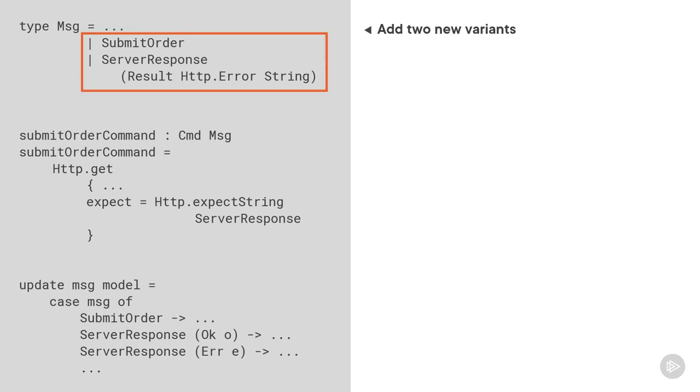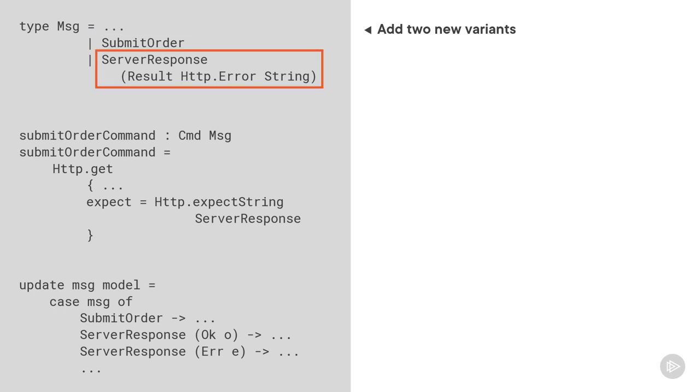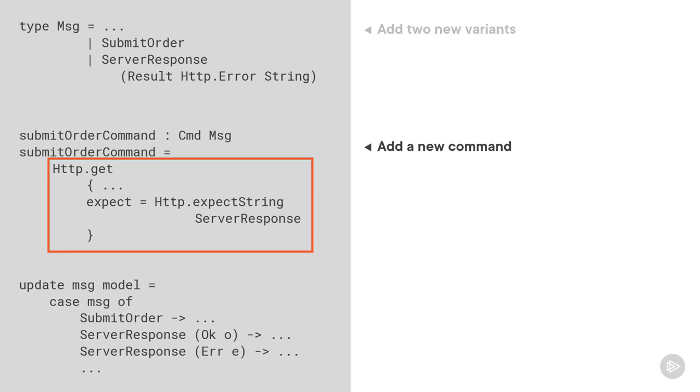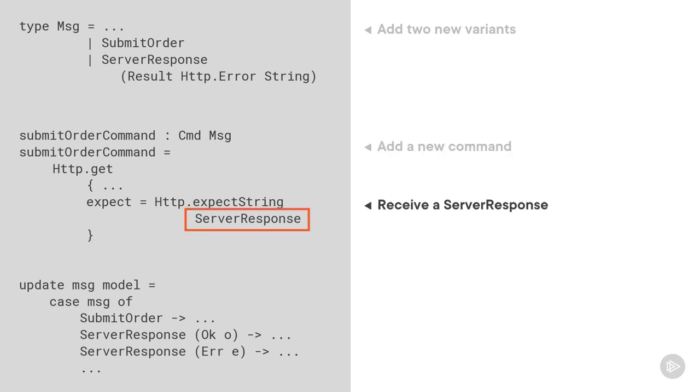We are going to add two new message variants, submit order for the submit button and server response with the result payload. Furthermore, we are going to add a new command with a message named submit order command. The actual command is HTTP GET to the API server. The response from the API server arrives with a server response message and its result payload.